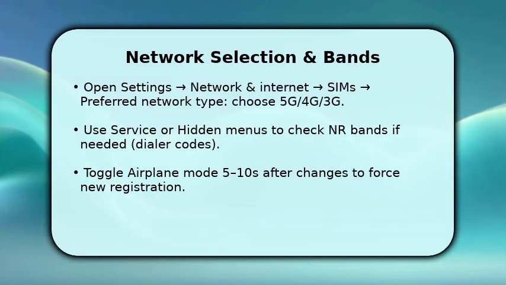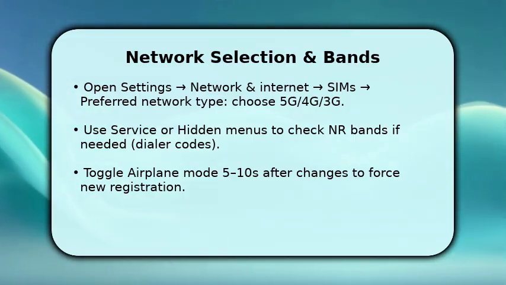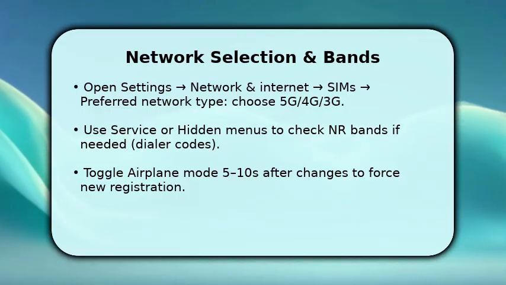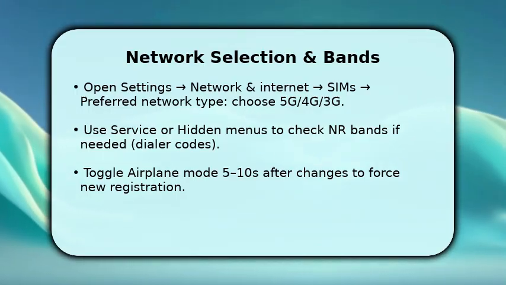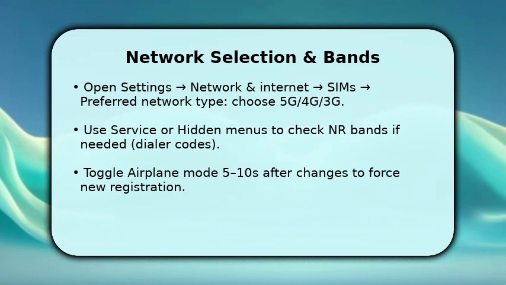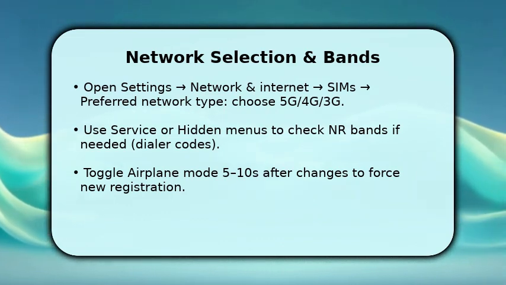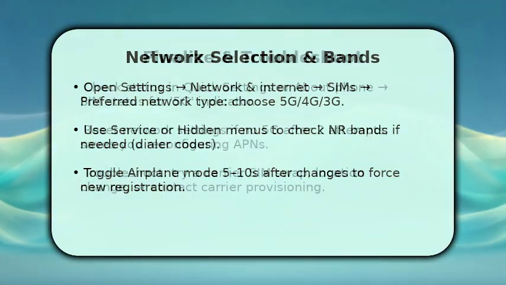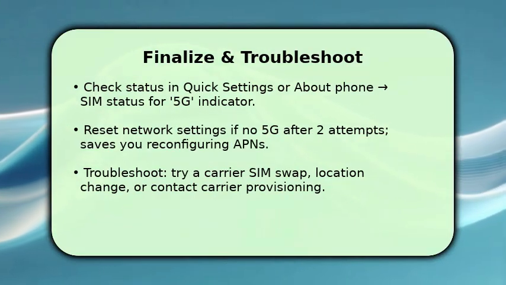After changing preferences, toggle airplane mode for 5 to 10 seconds to force a fresh attach. This speeds the registration process. If you're roaming, make sure roaming for data is enabled where appropriate. Finish by confirming the 5G icon in Quick Settings or under SIM status. That shows you're on NR.